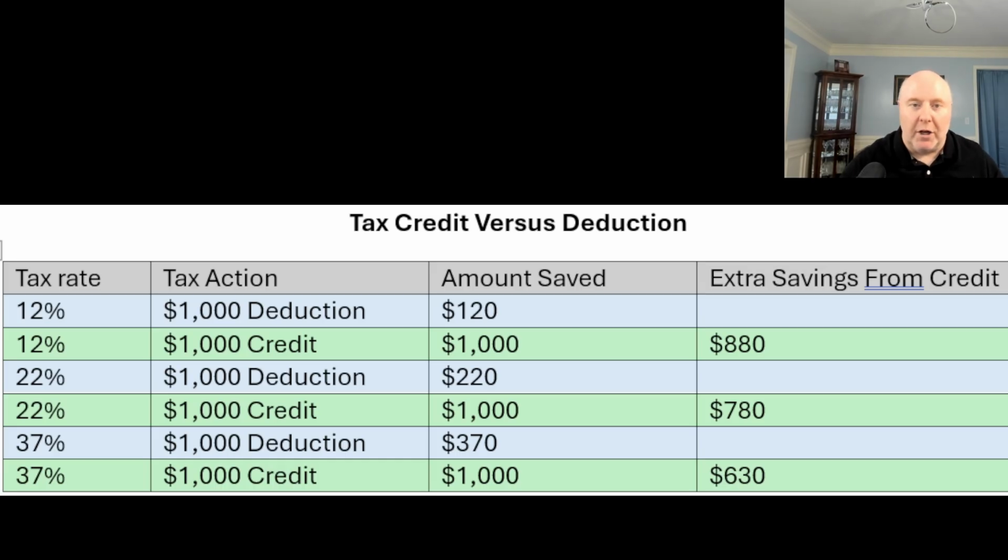Now what I want to do is conclude this video by walking through an example so you can see how this applies. It's just going to be a short example. We'll do that and we'll end this video. Hopefully you're going to have the skill set to understand the difference between credits and deductions, and we'll be able to start working on the tax planning part.